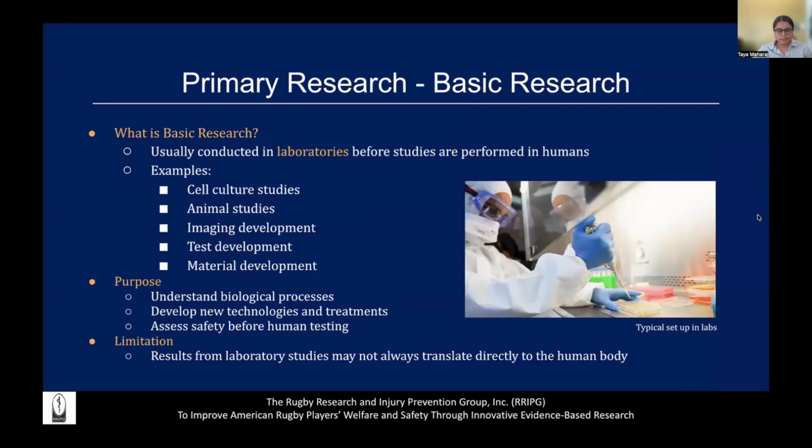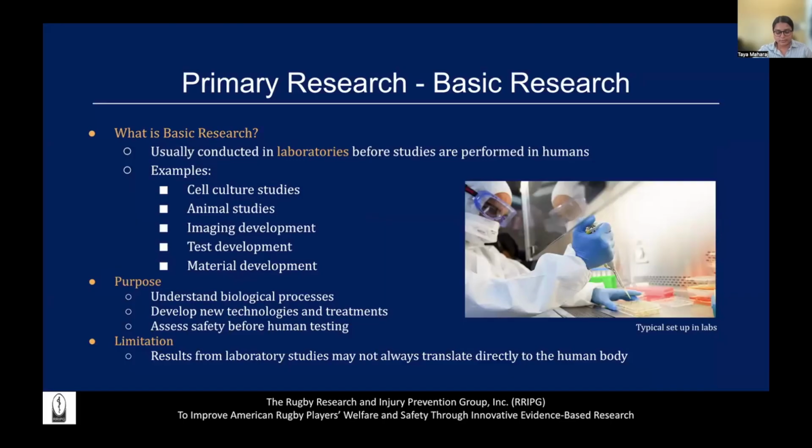More specifically, under the umbrella term of primary research, there's basic research, and this is usually conducted in a laboratory setting before studies are performed on humans. Examples include cell culture studies, animal studies, imaging development, and material development.